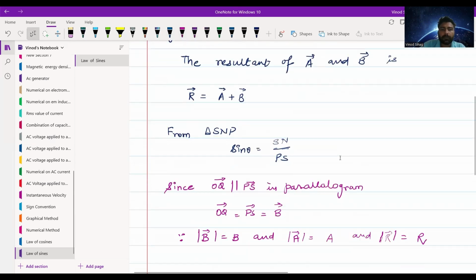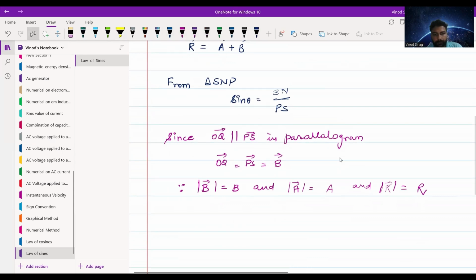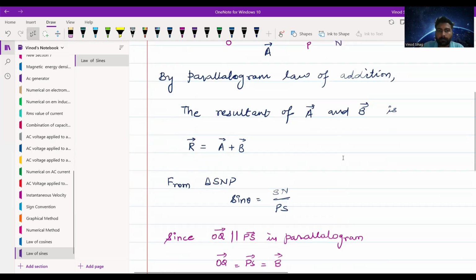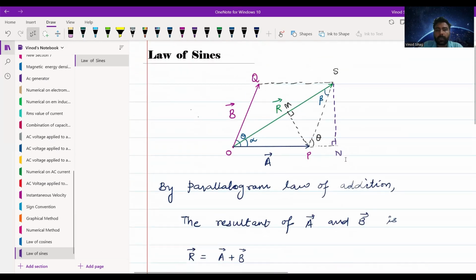So from the above equation, we can get that Sn equals PS sine theta. And finally, we can say that Sn equals, since PS is the length of PS vector, B sine theta. And let's name this equation number 1. Fine. So now we are going to take another triangle.